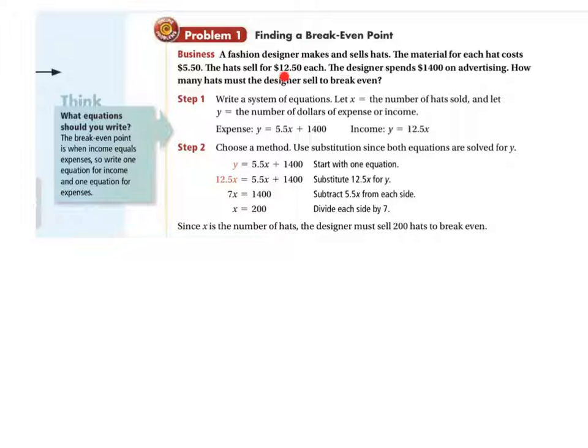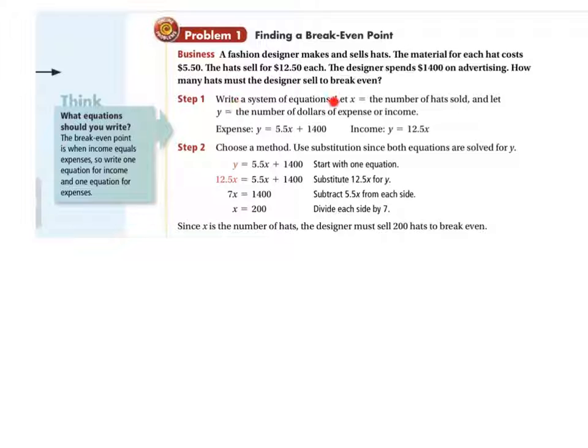The hats sell for $12.50 each. So you can see here he makes $7 off of each hat. The designer spends $1,400 on advertising. So there's a cost before you even start making a hat, before you even buy materials for a hat. Boom, $1,400 out the door. How many hats must the designer sell to break even? If it weren't for this $1,400, every hat would automatically be profit, assuming they're sold right away.